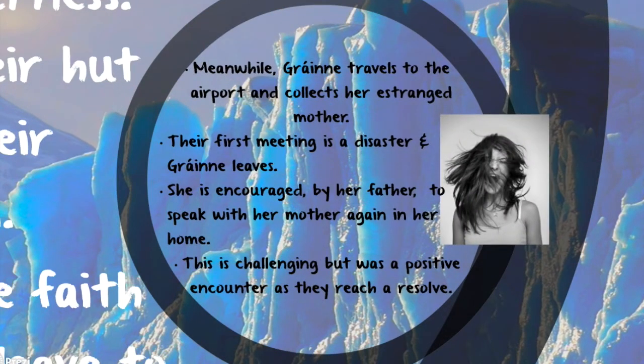Meanwhile, Grania, their half-sister, travels to the airport to collect her estranged mother. And their first meeting really does not go very well. Grania is really struggling with meeting her mother, who abandoned her when she was very young. So she returns home and is encouraged by her father to try again, to speak with her mother again in her own home, on her own turf, so to speak.